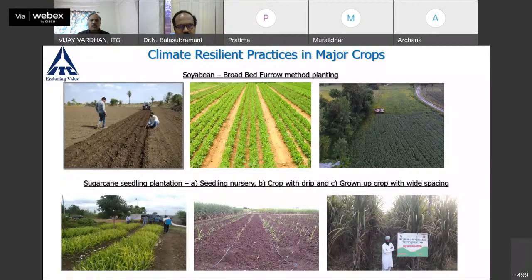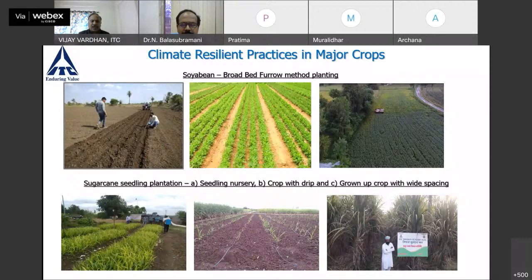So soybean, the last photo, if we see in the top row, right side one. The first plot is BBF. The second plot is non-BBF, meaning the traditional method, which gets damaged when there is heavy rain. So it's a clear-cut visible difference we can see.